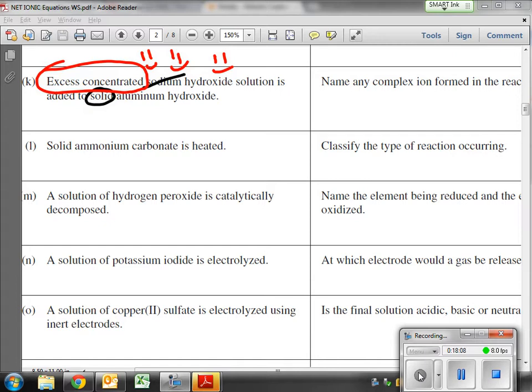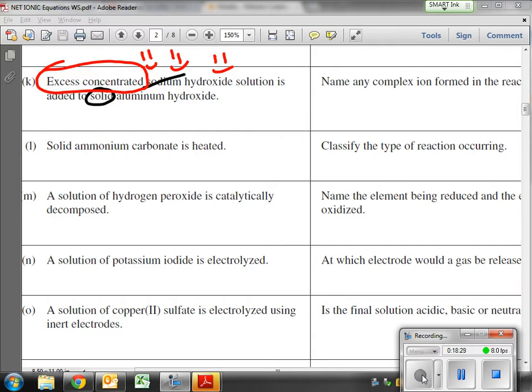Anytime we have an excess concentrated solution and we're going to form a complex ion, and I have no idea what I was just talking about because the announcements came on and you got paused. So I'm just going to proceed as though I didn't know. So we're going to keep moving.